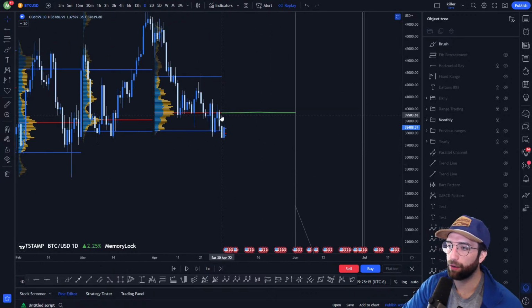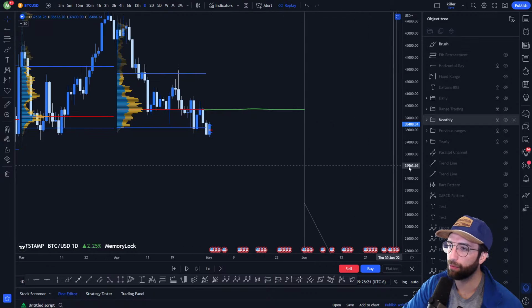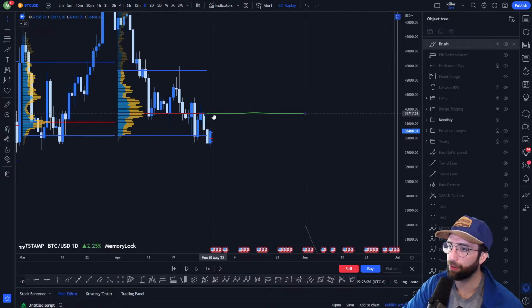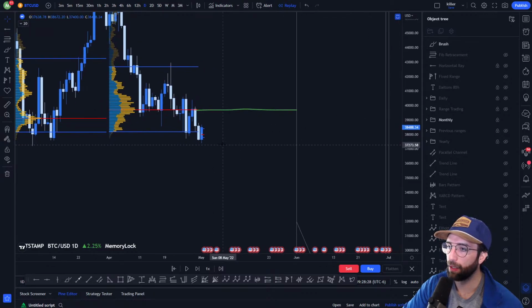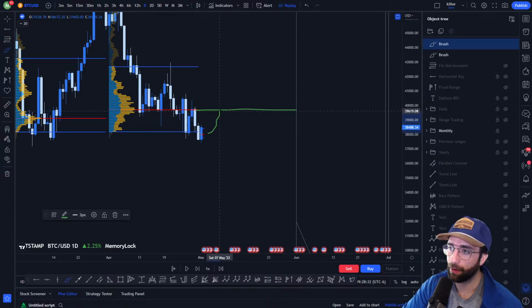So we can say, all right, cool. We have the April monthly naked point of control here at this level at about 39,600, 39,700, about there. So what we would then expect, if price were to trade up to this level, is for it to act as resistance. It's a naked point of control because price hasn't tapped it yet. It should act as resistance and get some degree of a move down.